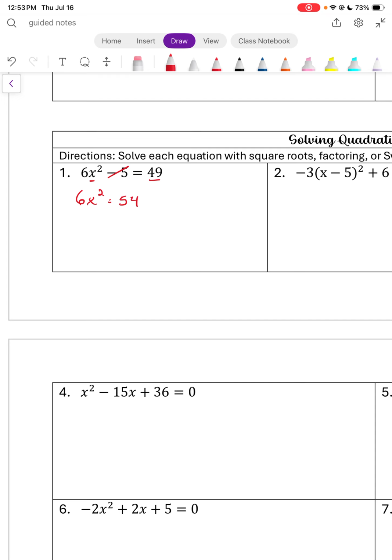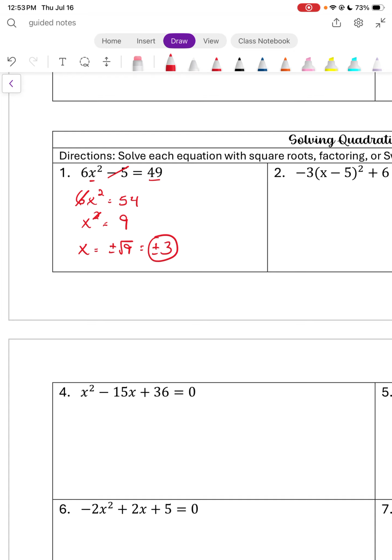Get 6x squared is 54. This 6, which is being multiplied, can be easily divided. We now have x squared equals 9. Now, one of the biggest mistakes people make here, make sure in order to get rid of a square, you don't just square root the other side. You do plus and minus the square root. So we now have plus and minus the square root of 9, which is simply plus and minus. We know the square root of 9 is 3.